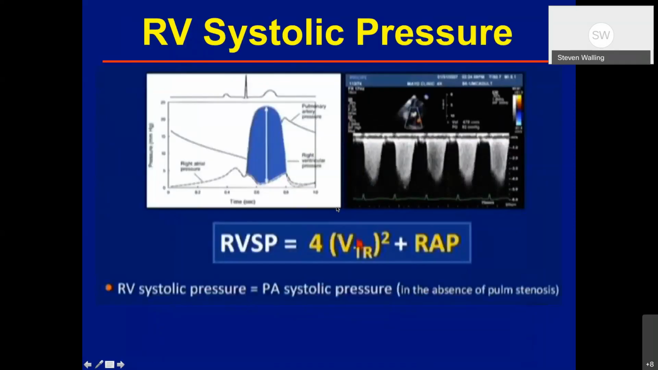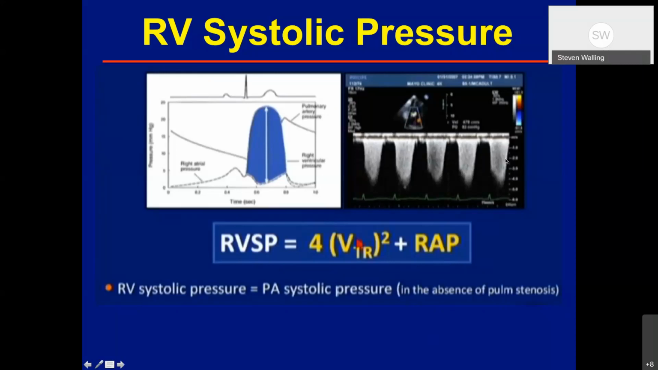Now let's talk about the PA pressures. There are many different ways and formulas we can use to measure the PA pressure. The typical way we are using is the tricuspid valve regurgitation, using the Bernoulli, 4V squared plus RA pressure. So that's the most common way, using the TR jet here.